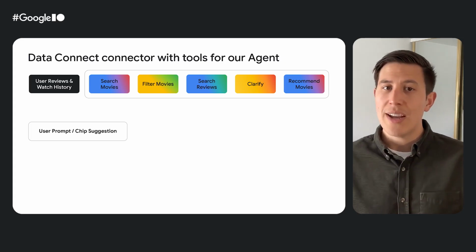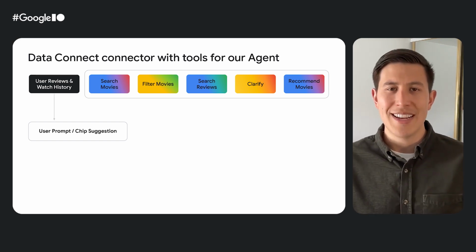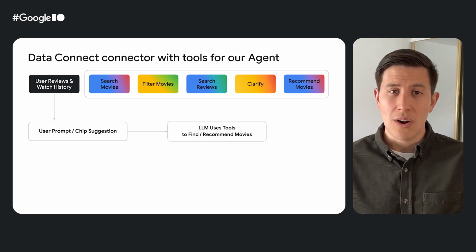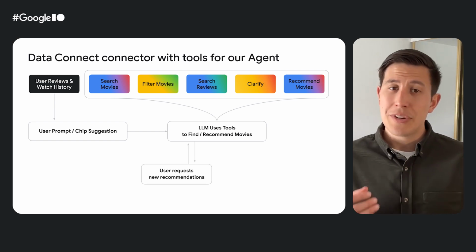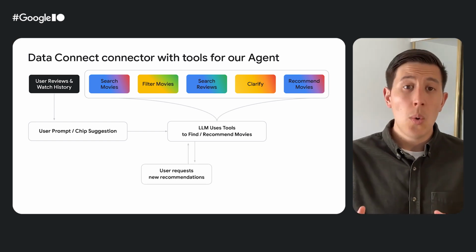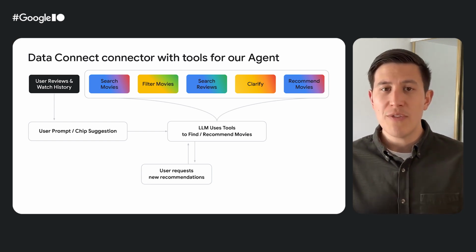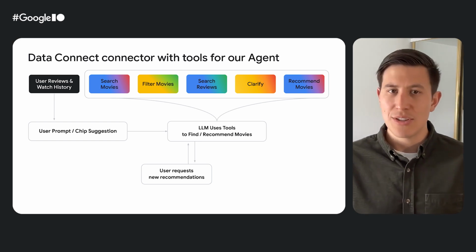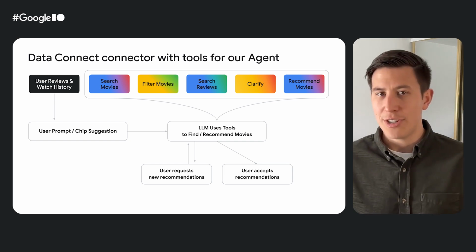The general flow goes as follows. The user enters a prompt to the agent, and the past reviews and watch history are provided as context to the agent. The agent then chooses which tools to call and pulls data to try to answer the question from the user. The user can then request new recommendations or clarify their request. The agent then goes back with the new information and gathers additional data using the tools it thinks are best to answer its question. When successful, the user will accept the agent's recommendation.